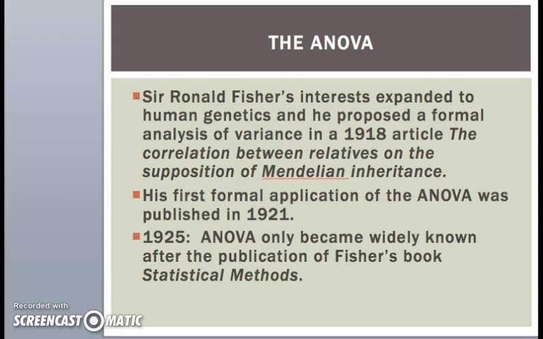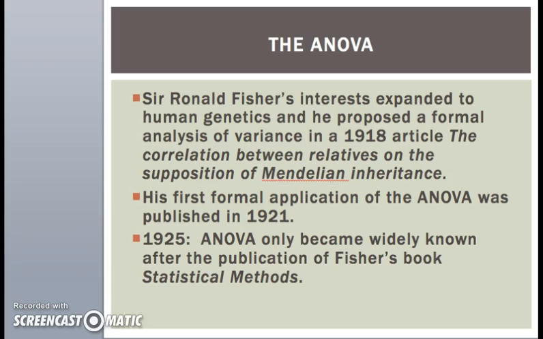So he was taking Mendelian genetics, you know, Gregor Mendel and his little smooth and wrinkly peas, and the genetic model for inheritance for peas in the agricultural world, which Sir Ronald Fisher was affiliated with, and applied it. Ronald Fisher was the one who took that idea and applied it to humans. His first formal application of the ANOVA was published in 1921, and in 1925 the ANOVA had become widely known after Fisher published a textbook entitled Statistical Methods.